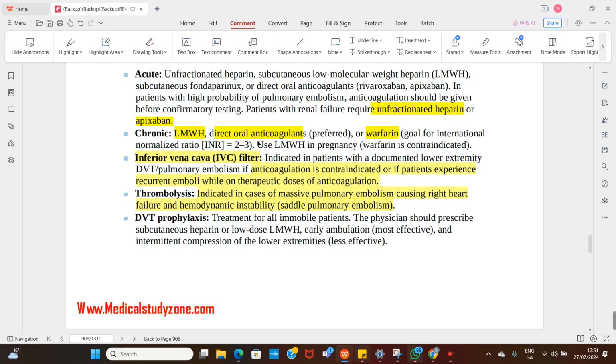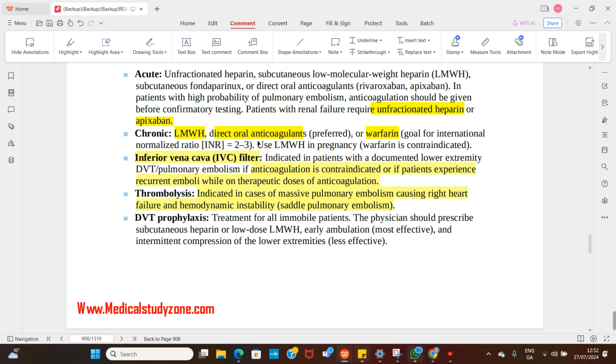So the one you want to go for in pregnancy is still your low molecular weight. But if the person is fine, there's no pregnancy, you have to use your direct oral anticoagulant, your apixaban, because in that one you don't need to be doing serial INR checks and the likes.